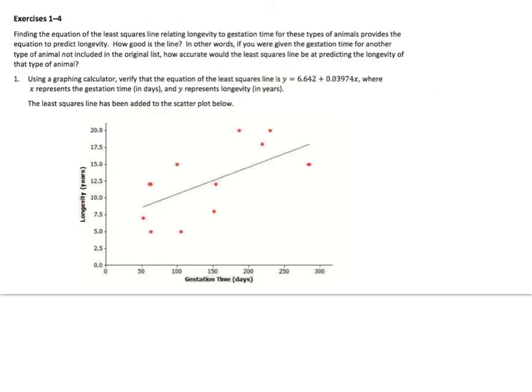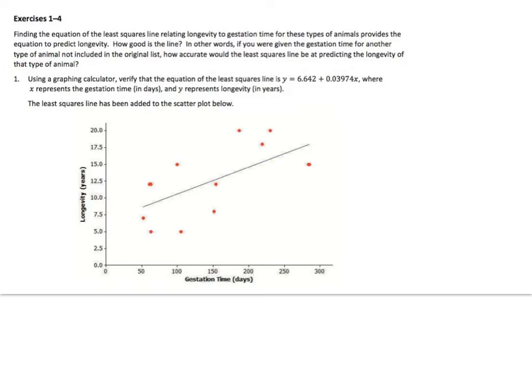Here we are. So finding the equation of the least squares line relating longevity to gestation time for these types of animals provides the equation to predict longevity. Remember, the line is your prediction. The dots are actual. How good is the line? In other words, if you were given the gestation time for another type of animal not included in the original list, how accurate would the least squares line be at predicting the longevity of that type of animal?